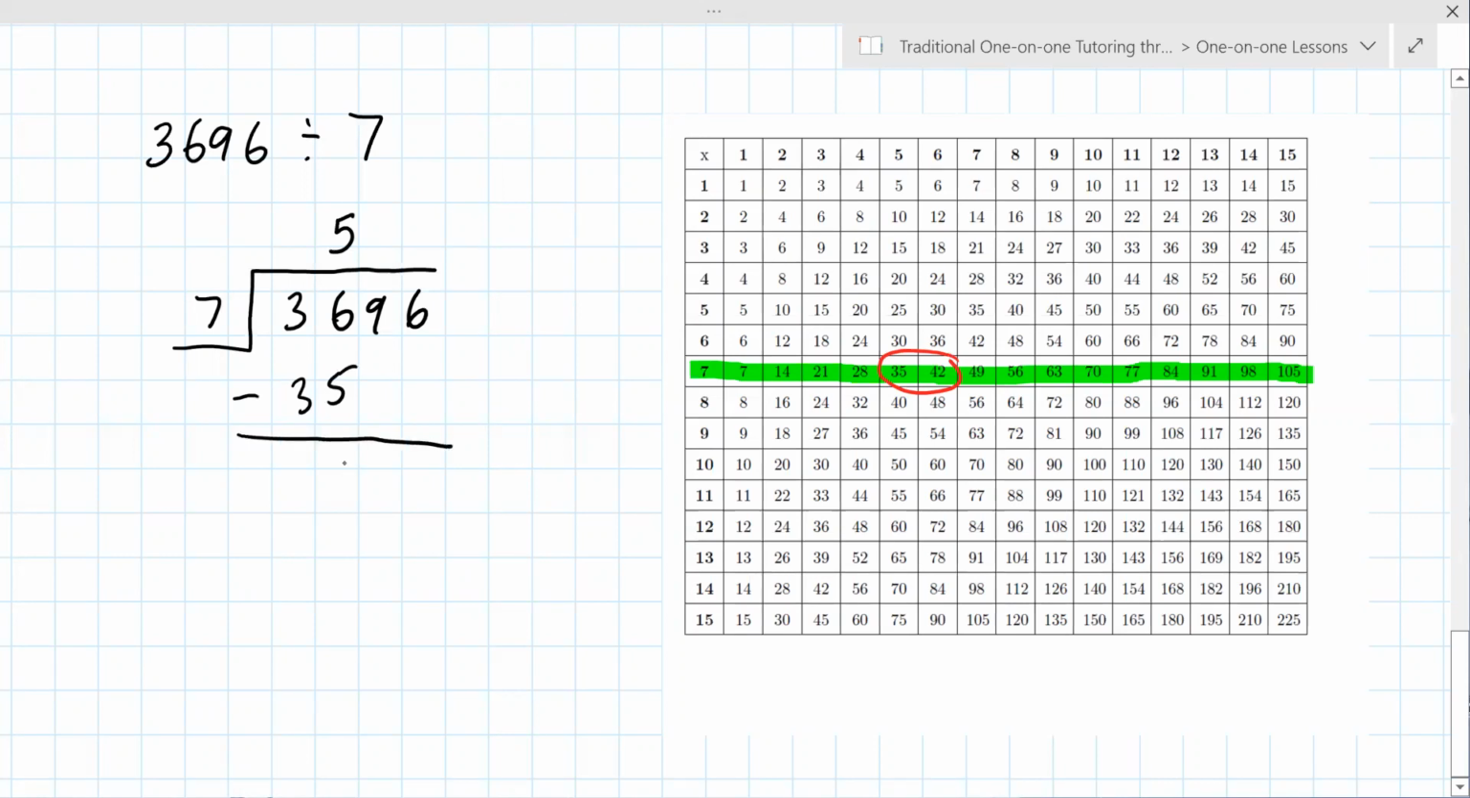Okay, subtract. What is 36 minus 35? 1. Okay, you bring the 9 down. And then we ask ourselves, how much does 7 go into 19? Is it between 21 and 28? 19 is between 14 and 21. So 2.